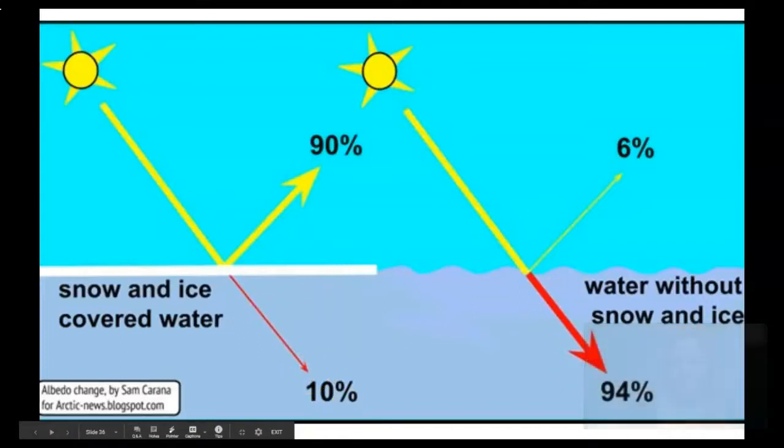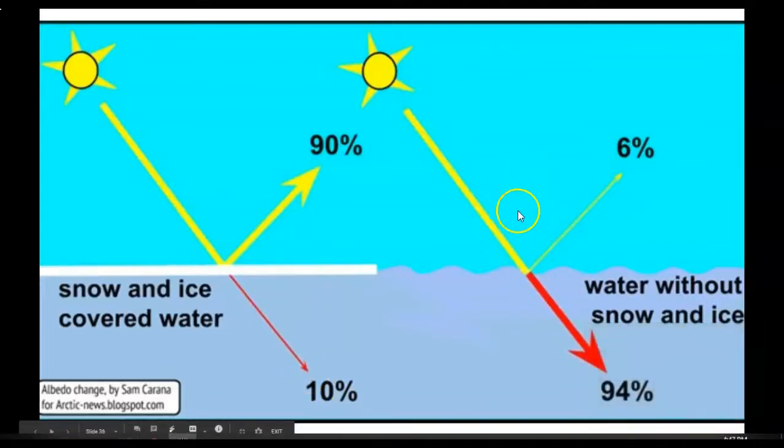Now if you look at an ocean here that doesn't have any sea ice, 94% of that heat energy is going to be absorbed by the ocean, and only 6% reflected back out.